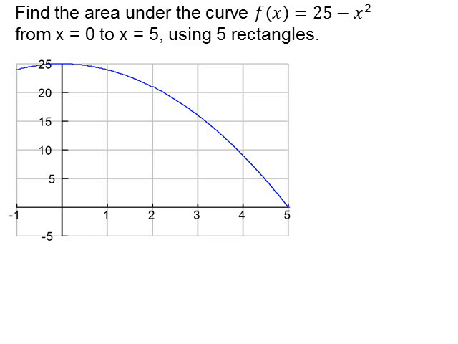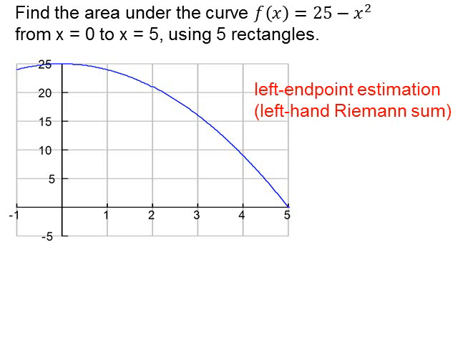Suppose we need to estimate the area under the curve f of x equals 25 minus x squared between x equals 0 and x equals 5 using 5 rectangles. There are a few different ways we can draw these rectangles under the parabola. First, we'll use what's called left endpoint estimation, or a left-hand Riemann sum.